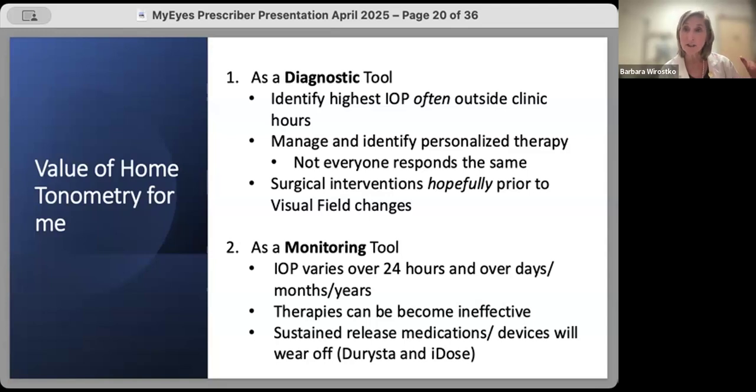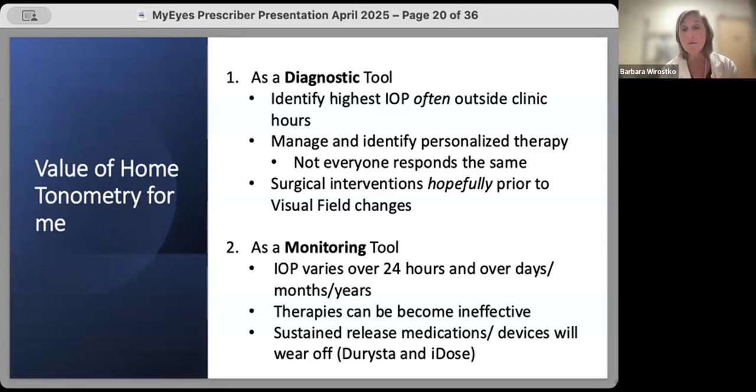I look at it differently. If a patient is spiking to the high 20s, my management's going to be very different than if their highest IOP is 15. And a lot of it is just flattening those spikes.